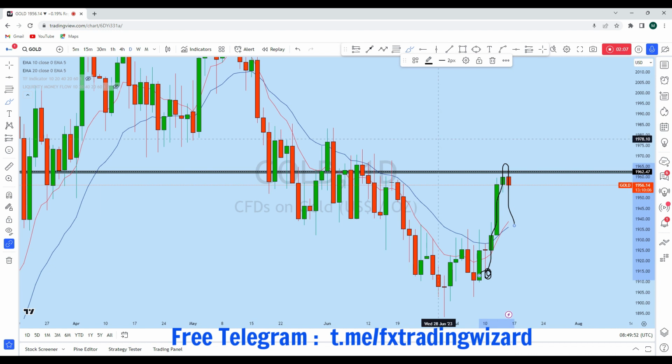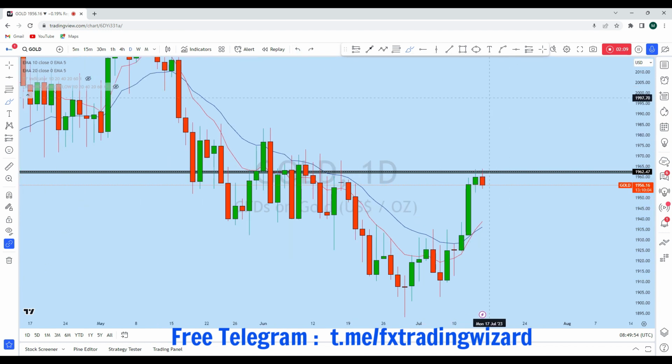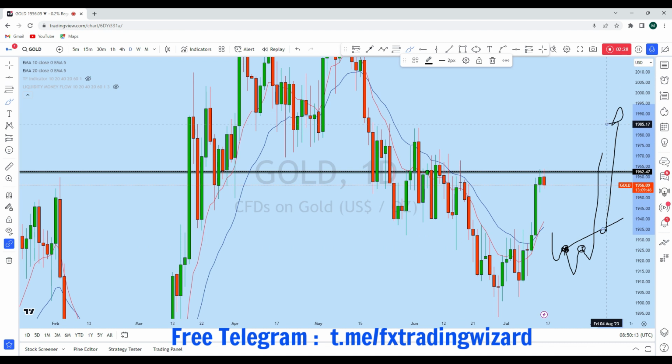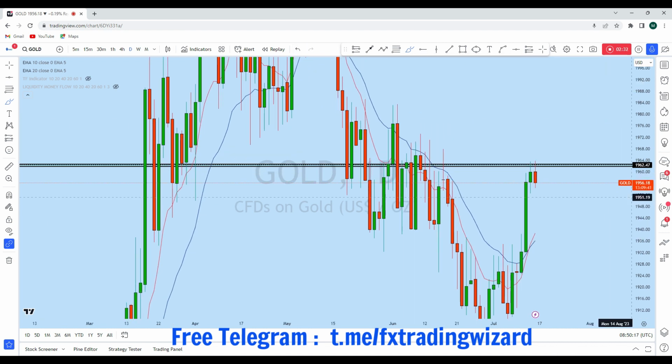We can expect a pullback from the daily perspective, as there is an inverted head and shoulder on the daily. When you see an inverted or any kind of reversal pattern, like an inverted head and shoulder, you can expect the price to come back down, but down to test this previous resistance here as a support, and from that zone we can expect a rejection to the upside from the daily time frame.